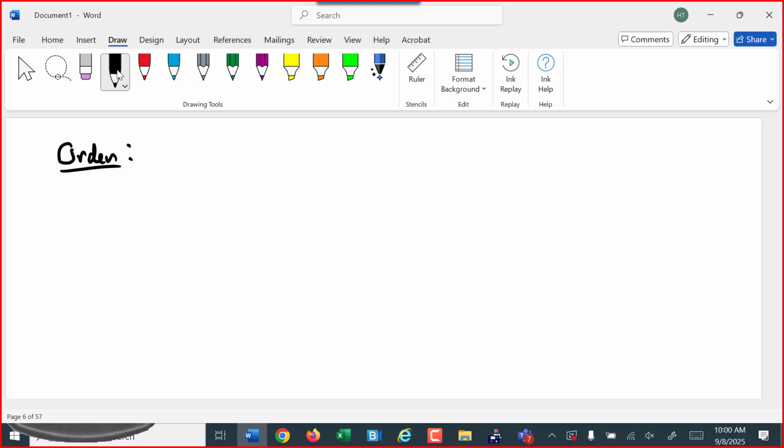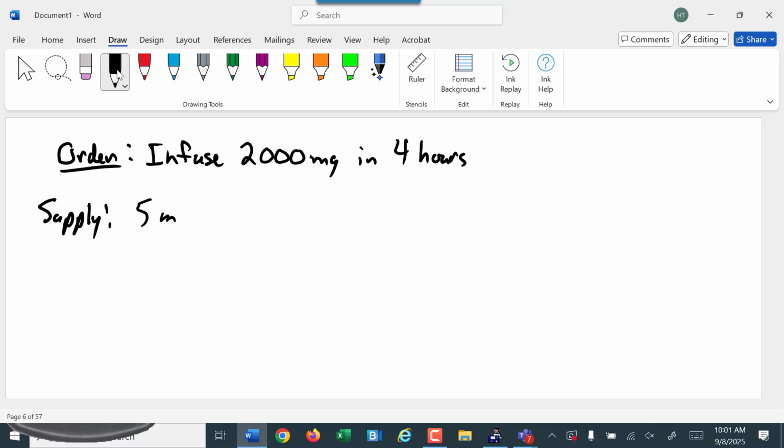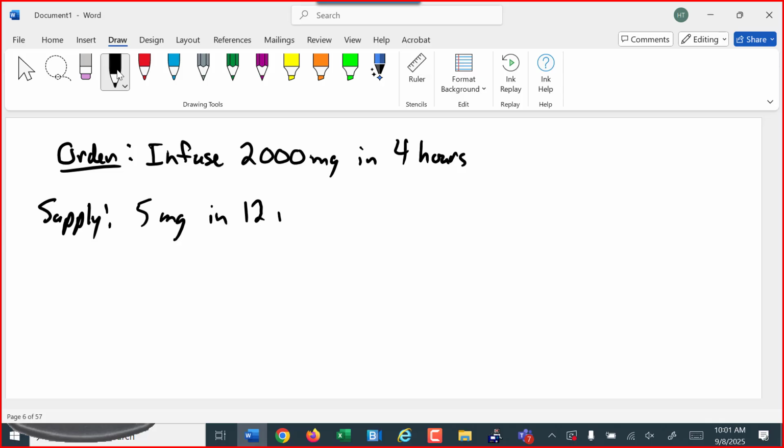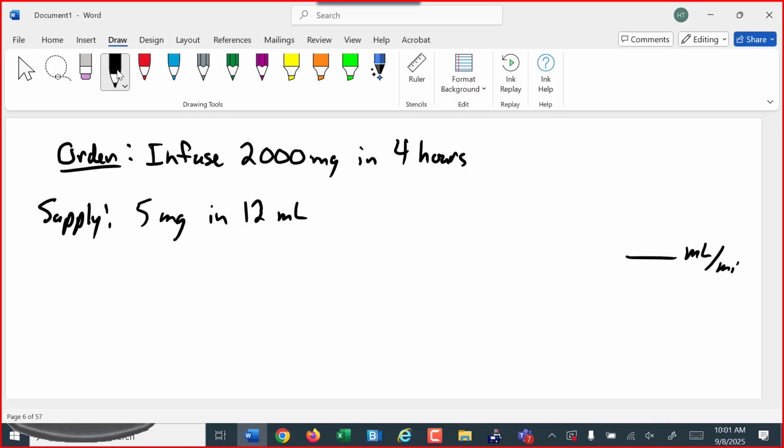So let's look at an order. I'm going to do one more, and then I'm going to have you guys try one in your notes, by the way, so get yourself ready for that. So I'm going to order to infuse 2,000 milligrams in 4 hours, on a supply that is labeled 5 milligrams in 12 milliliters of solution. And we want to know, again, milliliters per minute.